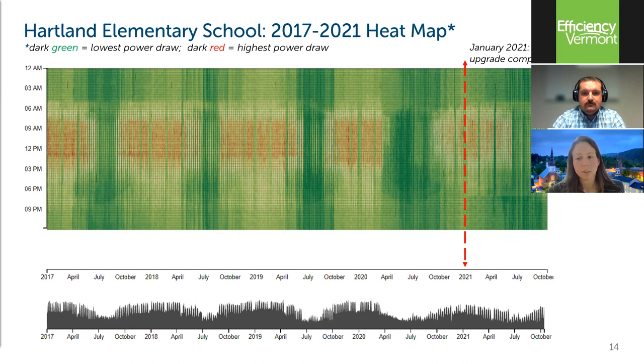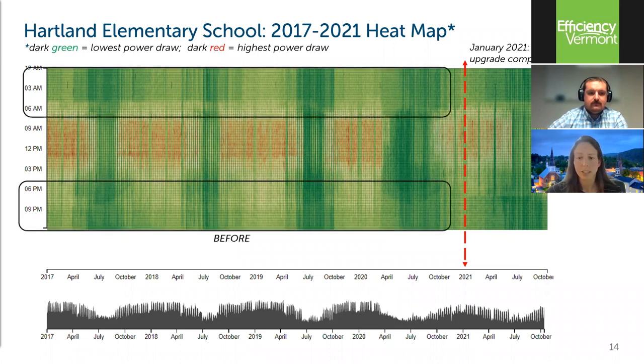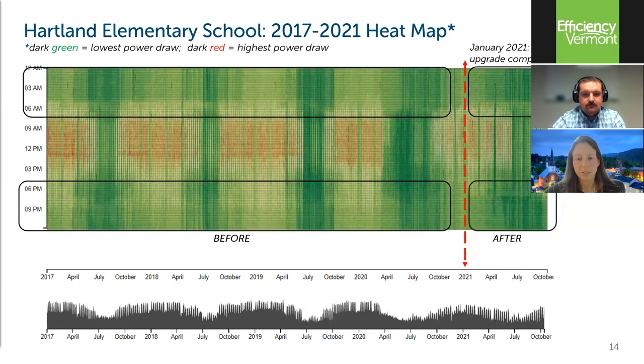Now, Hartland completed their controls upgrade from pneumatics to DDC in January of 2021. As you can see on the heat map, there is a distinct change in power draw during unoccupied times, about 6 p.m. to 5 a.m. When you compare before here on the left of January 2021 and after on the right.